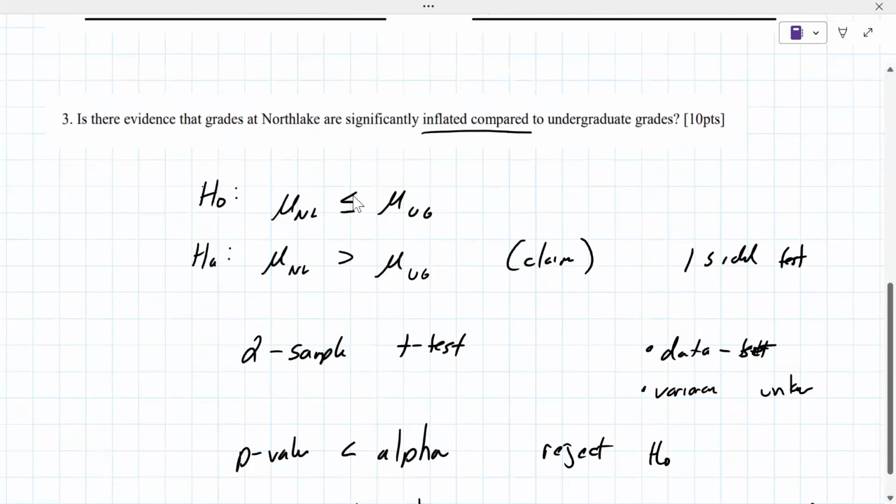Right. If you look at the answer, they choose to make an equality first. But this one's pretty clear that inflated to me means it goes up.